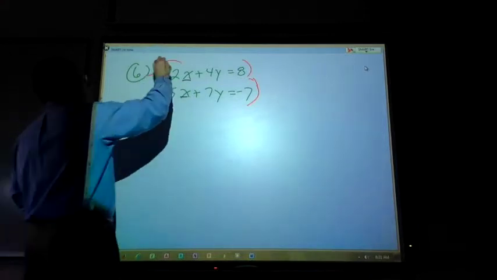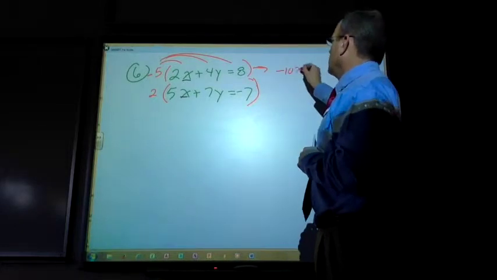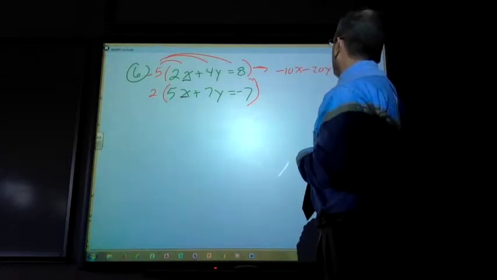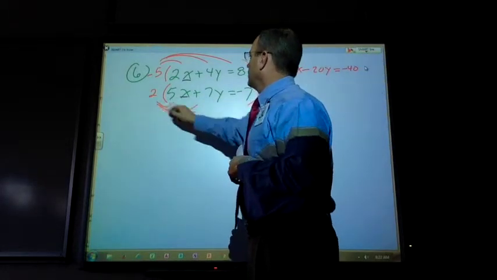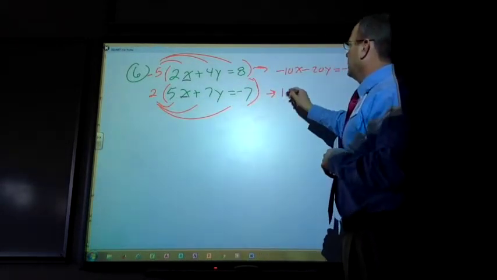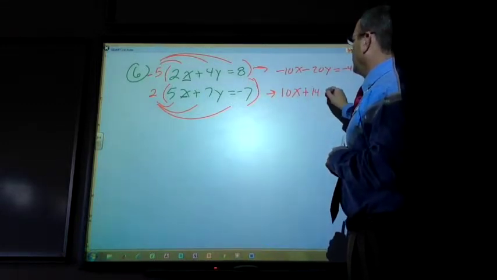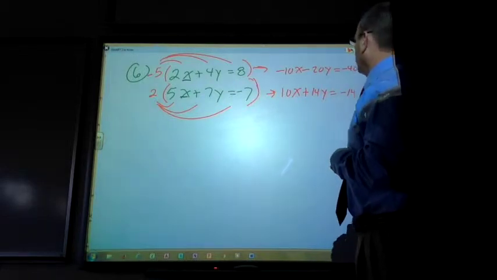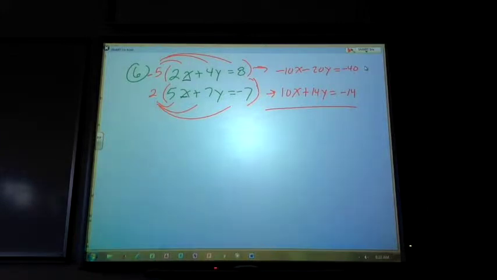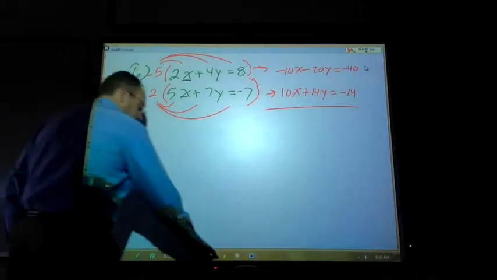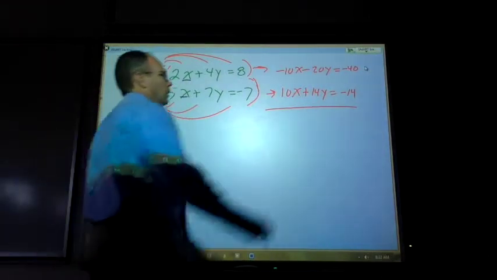So on the first equation, I distribute here, here, and here, which is going to lead to -10x minus 20y equals -40. And then distribute here, here, and here. And I'm going to get 10x plus 14y is equal to -14. Ben, in your opinion, if I add the new red equations together, would a value fall out? Yes. What value would that be? X. The x falls out. Is everyone with us? Okay.